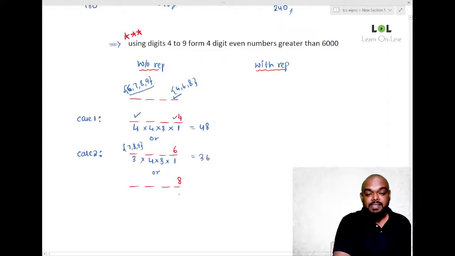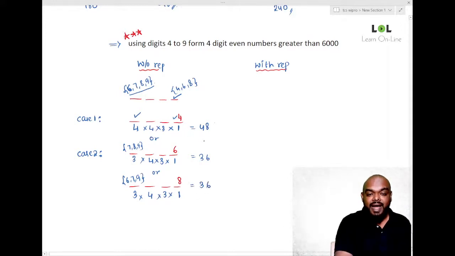Finally, numbers ending with 8. Ending with 8 means unit digit will be only 1 way. Now coming here, I cannot use 8 anymore. I can use only 6, 7, 9, which means I can fill it in 3 ways. 2 digits used, 1 in units place, 1 in thousands place. Still 4 digits are available. I can fill it in 4 ways. I can fill it in 3 ways. Once again, we will get 36.